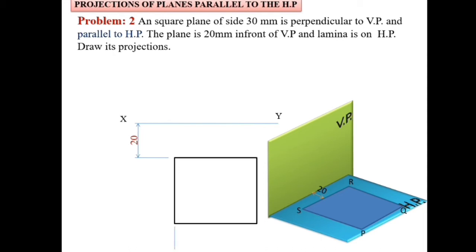Next you will locate the points here; this is the top view. So you will locate the points as p, q, r and s. Then you will project the lines up to the XY reference line, and you will join them to get a straight line. That is the front view of this square plane, because the lamina is on HP, so the front view straight line appears on the XY reference line.